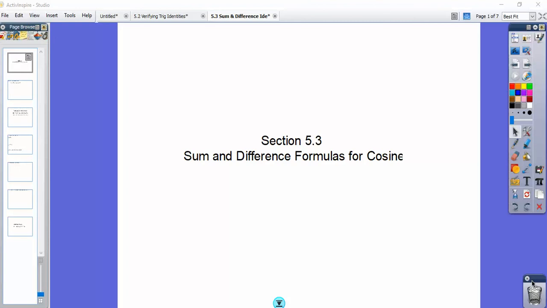Okay, today we are going to look at section 5.3, moving into something a little bit different, looking at sum and difference formulas for cosine. Guys, I am trying to just hit the big picture stuff here, so if you look at your book, I am not covering every piece of this section. I'm just trying to give you a general overview.